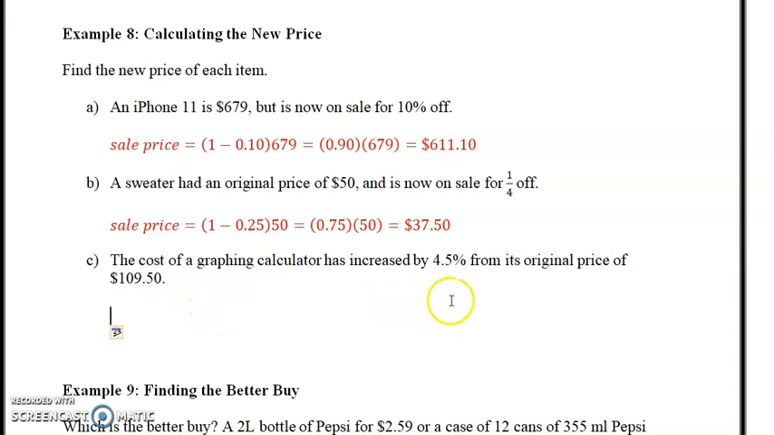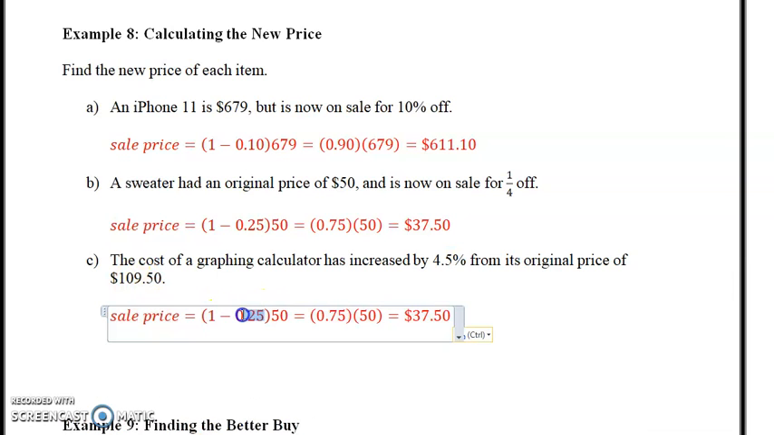The cost of a graphing calculator is increased by 4.5% from its original price. Calculate the new price. So again, we can do a sale price calculation here, right? So remember, sale price is going to be equal to 1 minus the percent off. So be careful, 4.5% is not decimal 0.45, it's decimal 0.045. Okay, just be mindful of that. A lot of people I see will make that mistake. Just be careful with that.